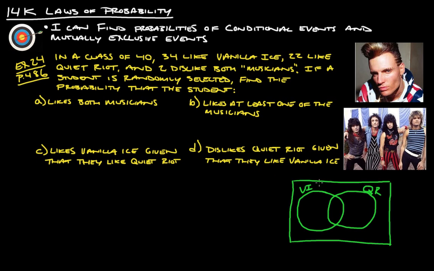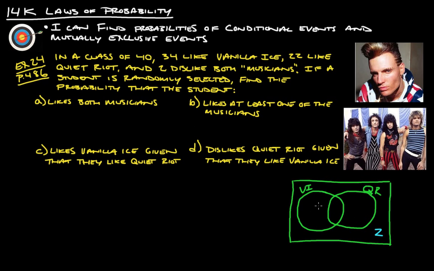All right, so here's a little Venn diagram. Here's Vanilla Ice, here's Quiet Riot, and then we're going to fill in all these spaces here. So really we need to figure out just Vanilla Ice fans, just Quiet Riot fans, Vanilla Ice and Quiet Riot fans, and then neither artist or musician as they call them, right? Okay, so let's start filling it in. 34 fit into this circle, these 2 areas. 22 fit into these 2 areas. 2 dislike both musicians, so the only thing we know right now is 2 out there. So then we've got to fill in this here.